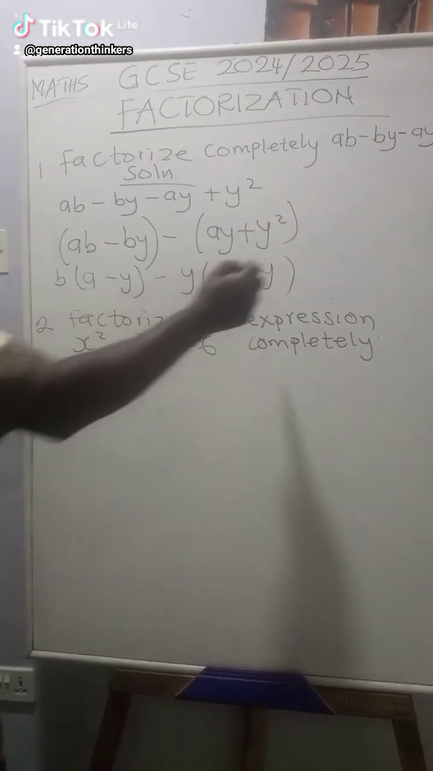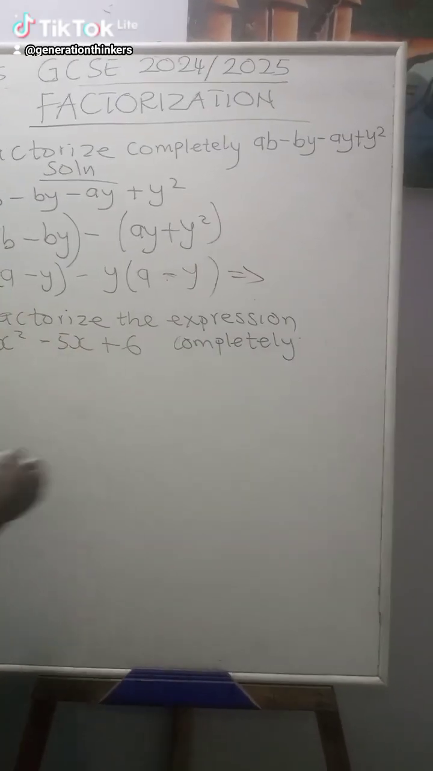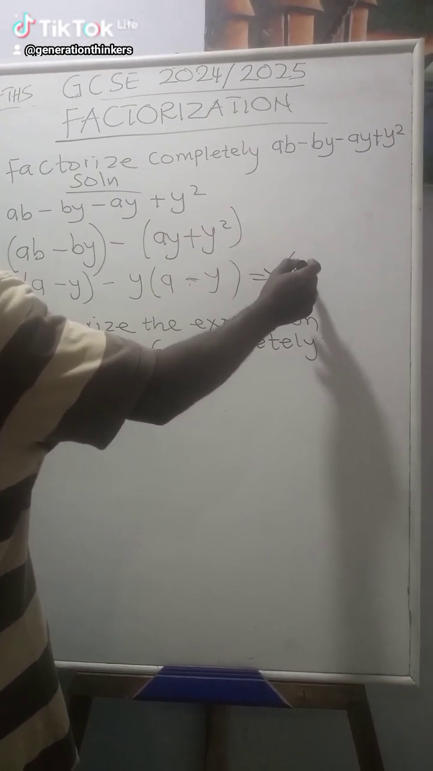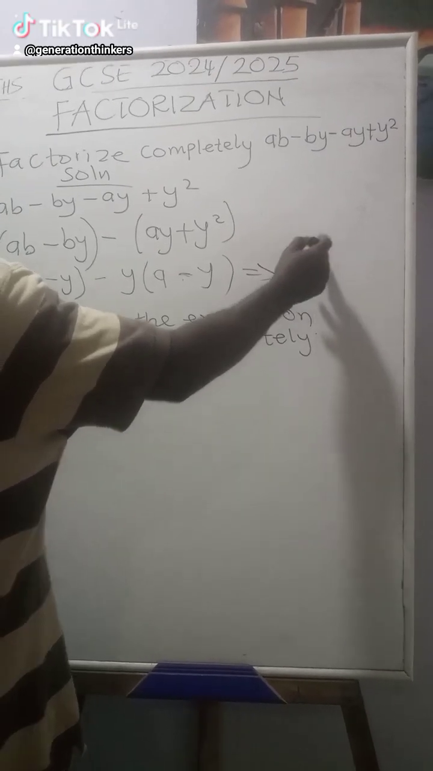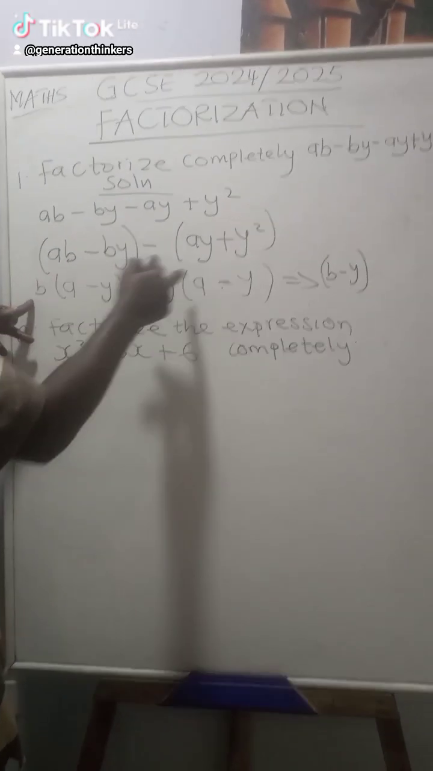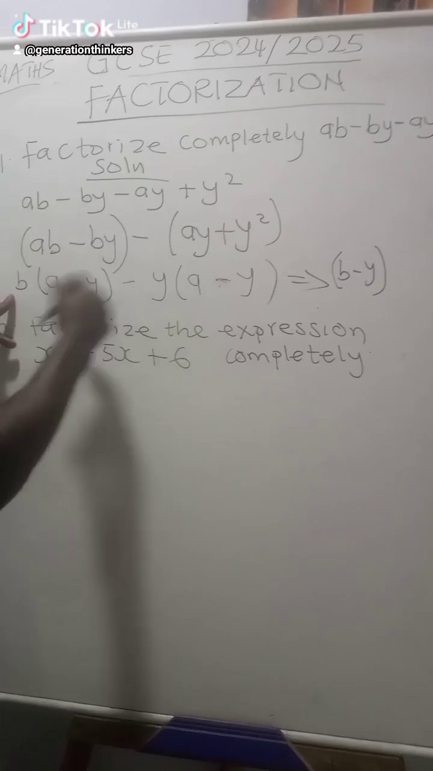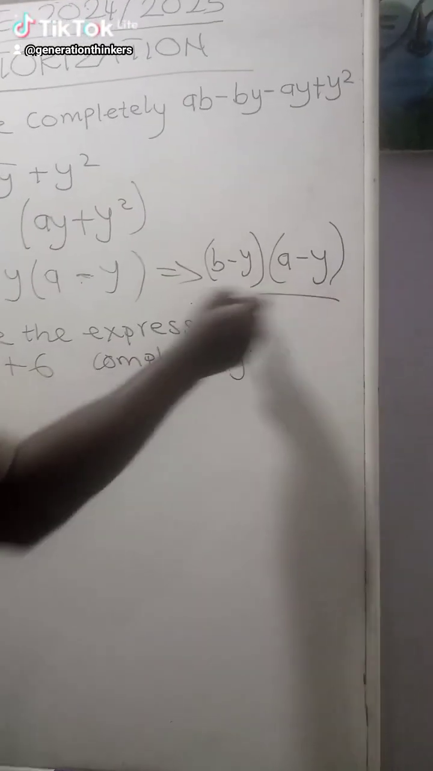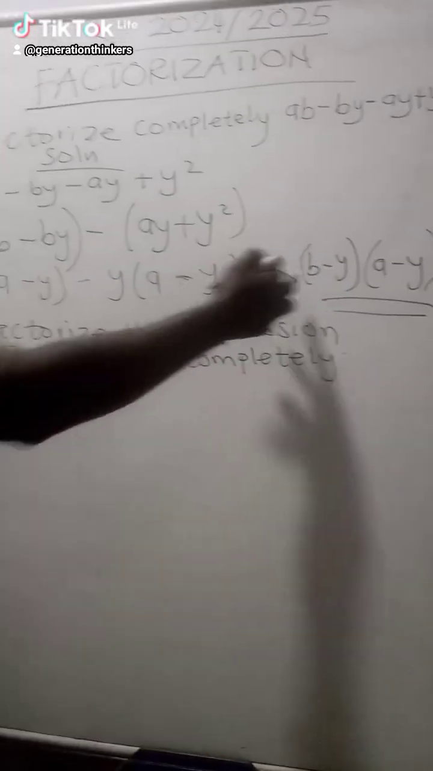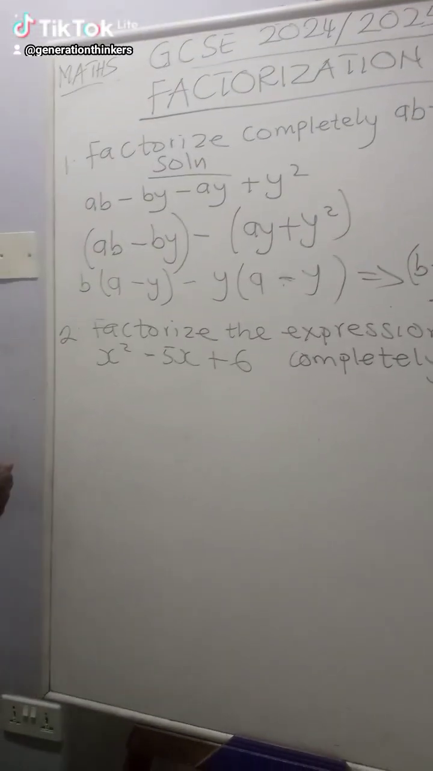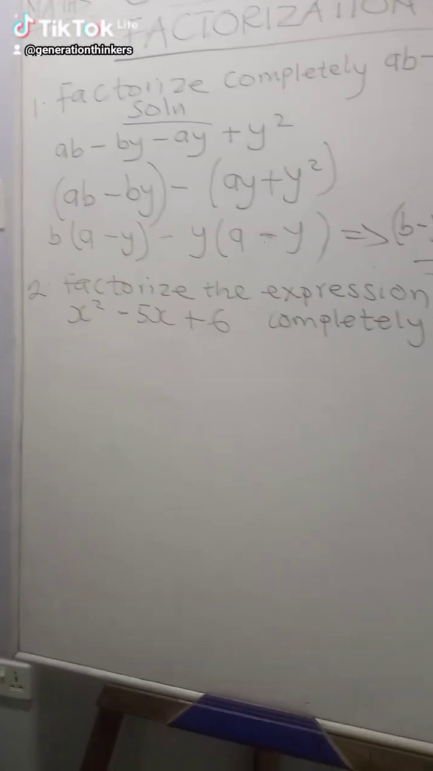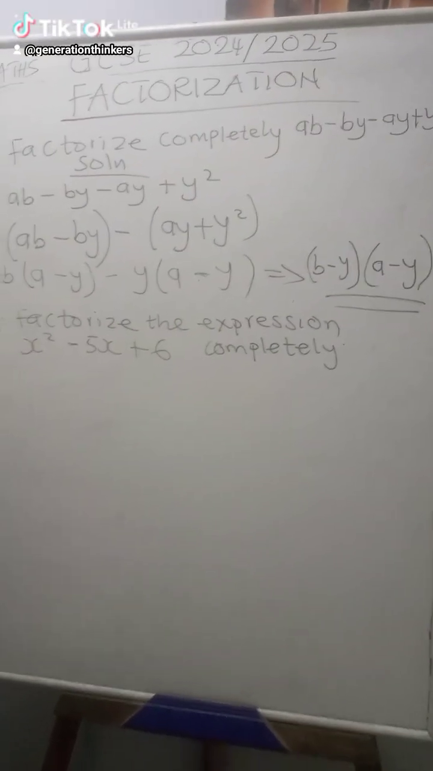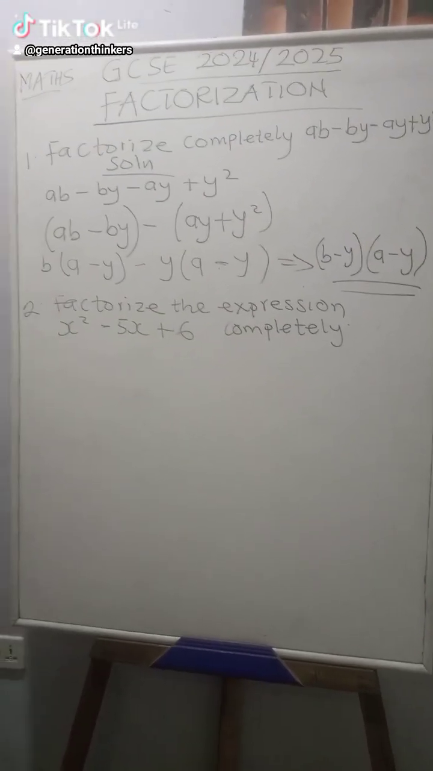Now, which implies that our answer for this question becomes b into bracket, we can get b minus y. And because the ones in the bracket are the same, I will have a minus y. So this is the final answer. From here, we move on to this side. The answer for question 1 will give us b minus y, all into bracket, and then a minus y. So let's look at the second question.